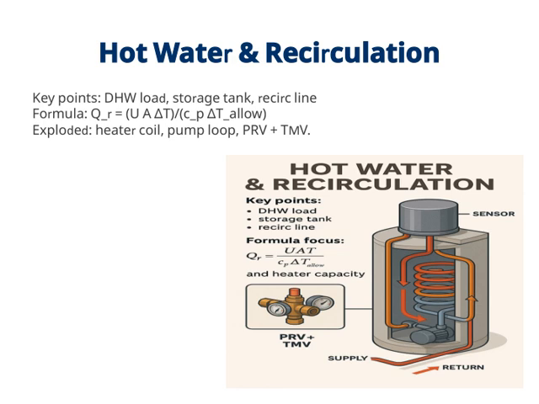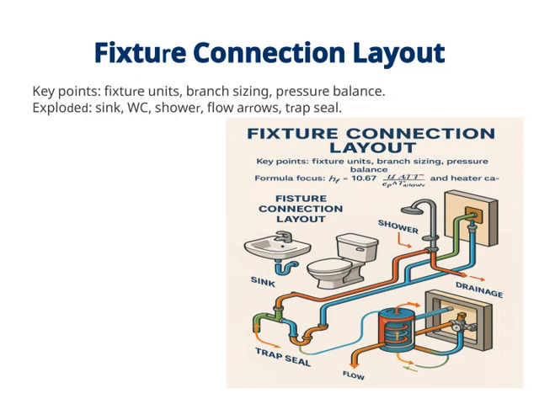If we break down the components, you'll see the exploded view includes the heater coil, which heats the water, the pump loop that circulates it, and safety devices like the pressure relief valve, or PRV, and the temperature mixing valve, or TMV. These elements work together to ensure safe, efficient, and reliable hot water delivery across the system. Connecting this to the overall theme, optimizing hot water recirculation not only improves comfort, but also enhances energy efficiency and safety in building systems.